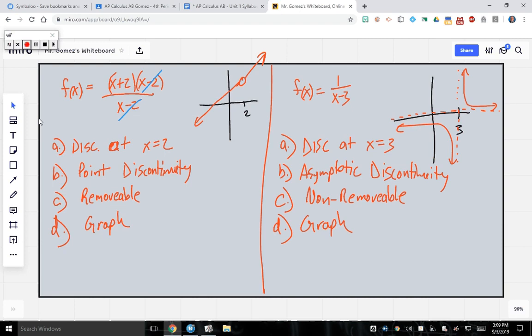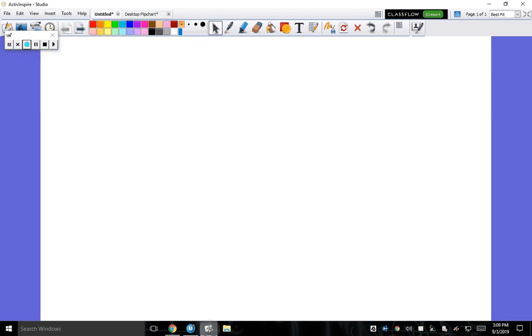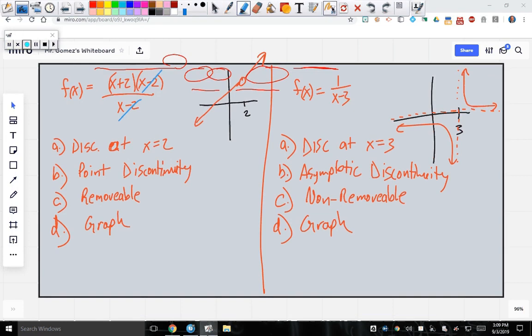Okay. All right, so the first one. Yeah, this one. If we factored out, just like we did in the first part of Unit 1, and we canceled out x equals 2, we know that the discontinuity occurs at x equals 2. So there's a hole in the graph, and everything else that's left over, in this case this x plus 2, is going to be graphed, and that's what you see right here. But there's a hole in the graph. It is a point discontinuity, it is removable, and there's the graph.